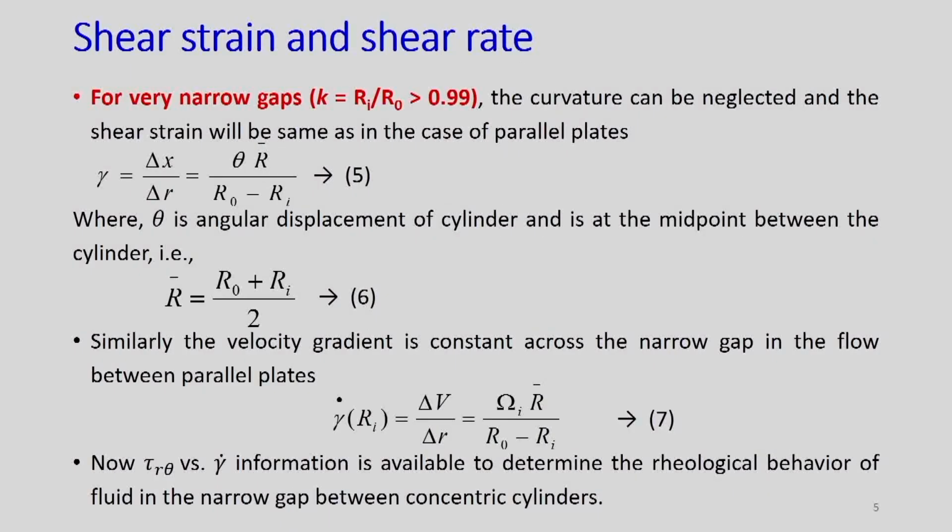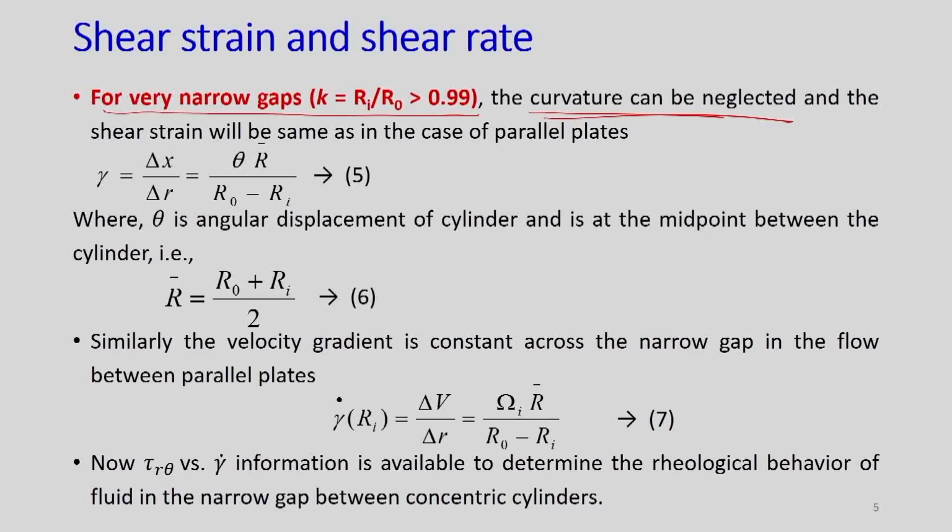Now, we see those expressions for shear rate, and as per the problem we have to use the corresponding expression. So, for shear strain and shear rate, let us take the very narrow gap range first. Let us indicate the Ri by R naught ratio as K. If K is greater than 0.99, that means almost both cylinders are touching each other, that close, very narrow. In such narrow gaps one can simply forget about the curvature effect, and then shear strain can be obtained by delta x by delta R. So, delta x is the displacement, and we have to convert it into the angular displacement, that is theta multiplied by r.